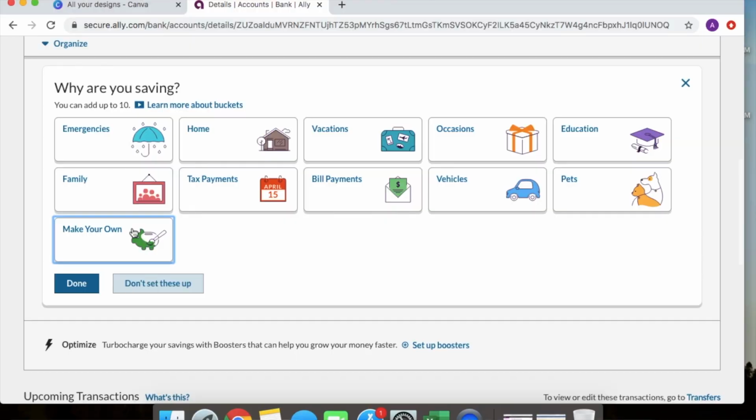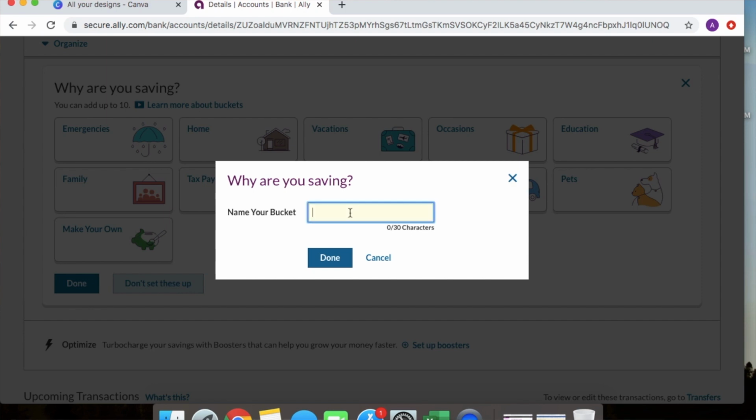And then I have 2 travel accounts. One is a general travel account that I want to be funded for any time that I want to take a daycation, a couple daycation, or a full-blown trip.